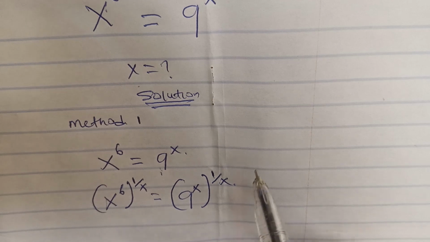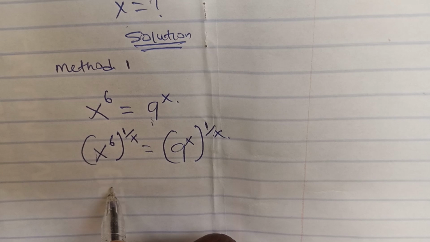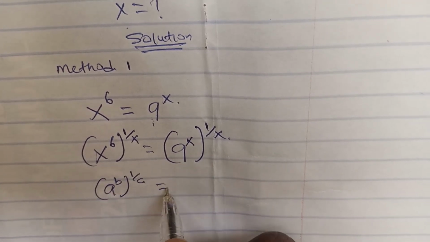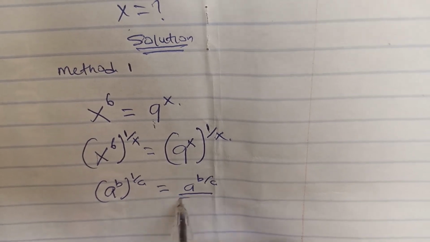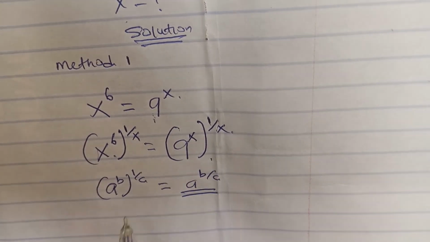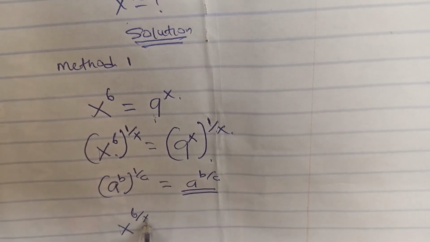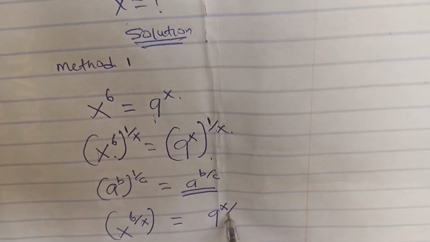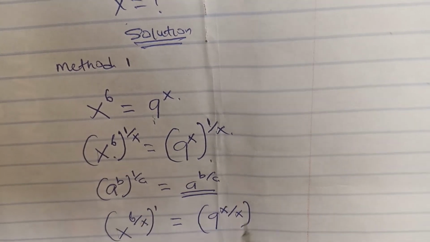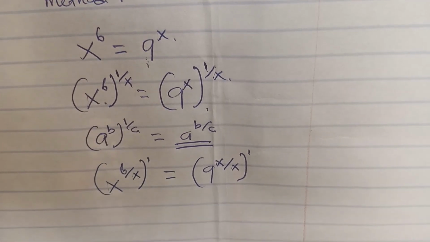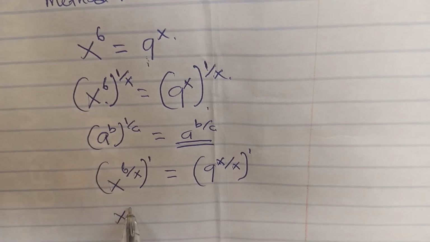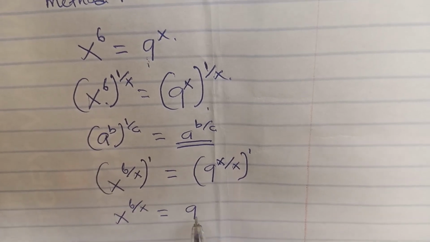So you see what I'm doing, from a simple mathematical rule which says if you have a to the power of b, to the power of 1 over c, is equal to a to the power of b over c. So if I put this through here and here, I can have x to the power of 6 over x equals 9 to the power of x over x. You can see that this x and this x will go. What are we now left with? We are left with x to the power of 6 over x is equal to 9 to the power of 1.